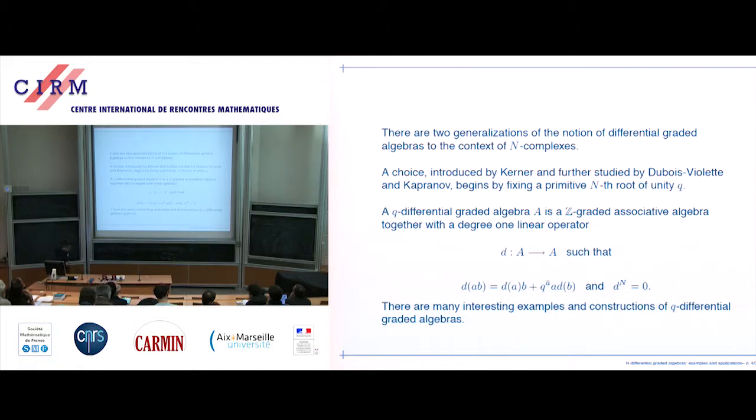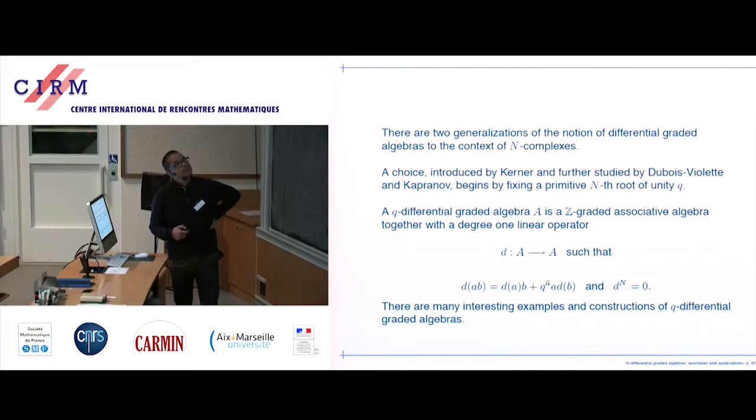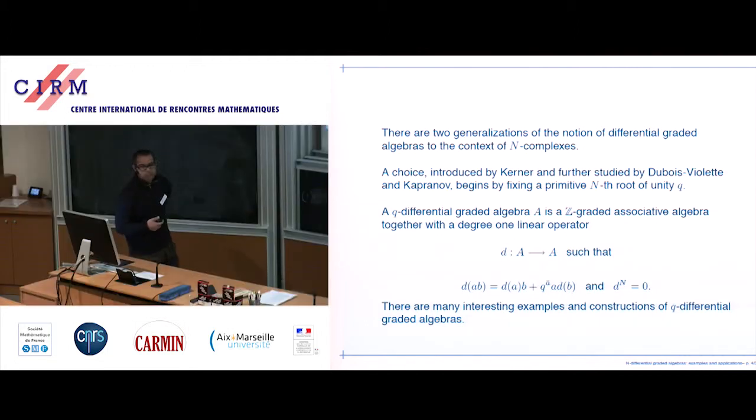With this definition, you start by fixing a primitive n-th root of unity q. Then you have your differential of degree 1 also. You have your nilpotent condition, d to the n equal to 0. And you modify your Leibniz rule to a q-deformed Leibniz rule. In the normal Leibniz rule, you have -1 here; now you get q to the n power. So this is the definition of a q-differential graded algebra.